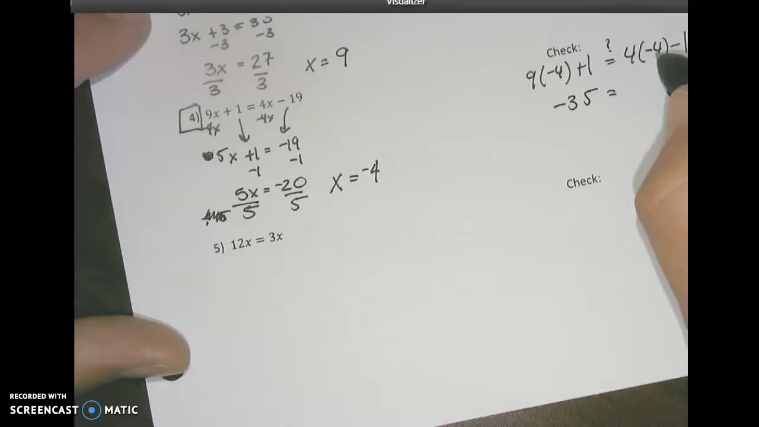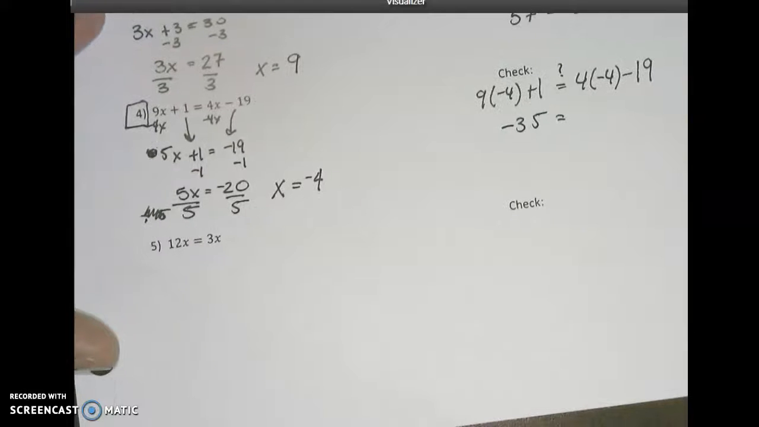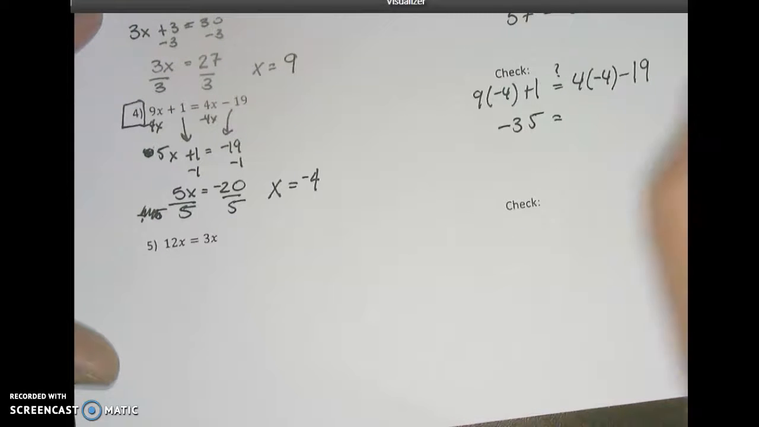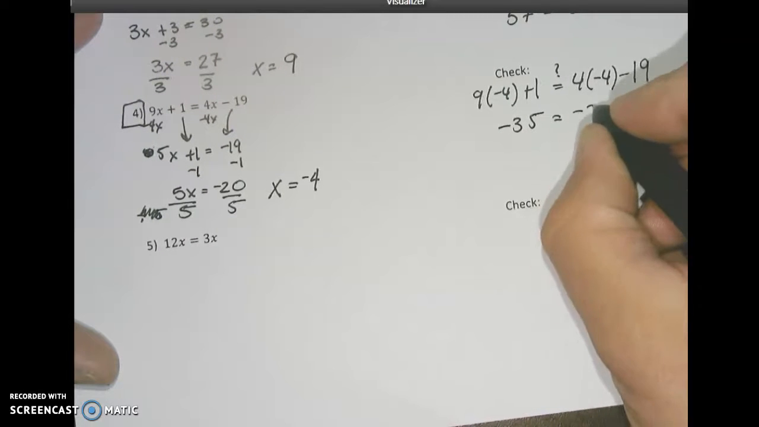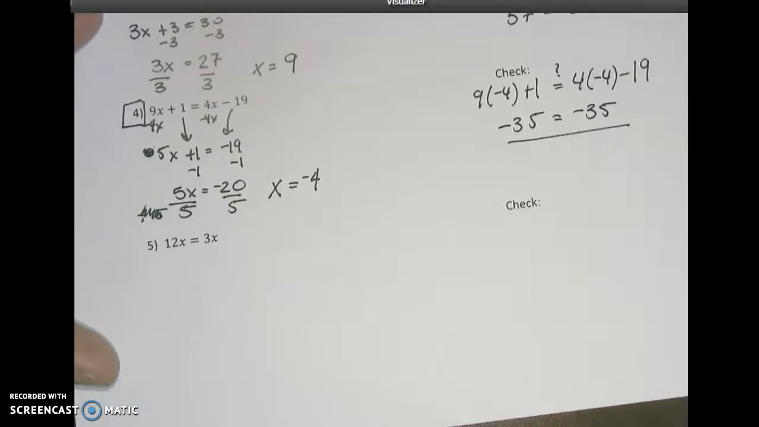4 times negative 4 is negative 16. Negative 16 minus 19 is going to be negative 35. Okay? So I'll give you a second, and then I want to show you number 5.